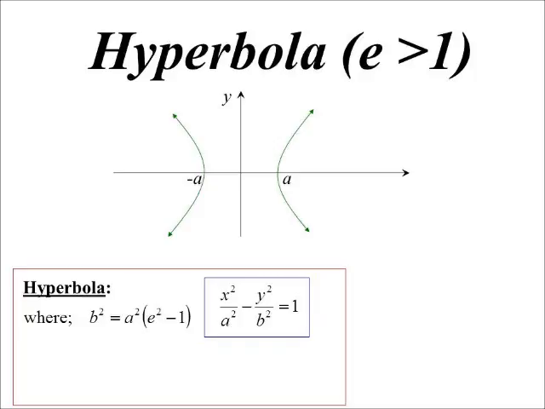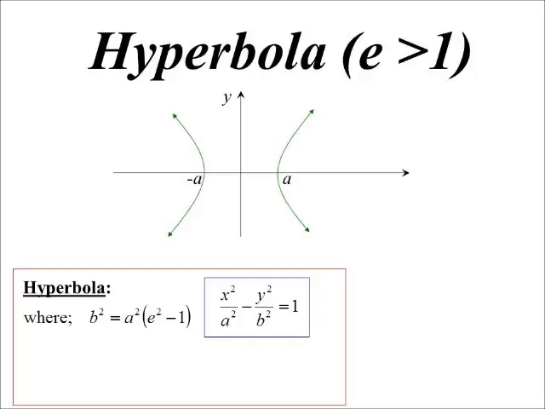B squared will equal a squared, e squared minus 1. Remember, for the ellipse, it was 1 minus e squared. For the hyperbola, it's e squared minus 1. Now, again, if you remember the eccentricity, you can't get that one wrong. Because remember, the ellipse's eccentricity was less than 1, so it needs to be 1 minus e squared to come up with a positive number. And the hyperbola's eccentricity is greater than 1, so you need e squared minus 1 to come up with a positive number. Okay?